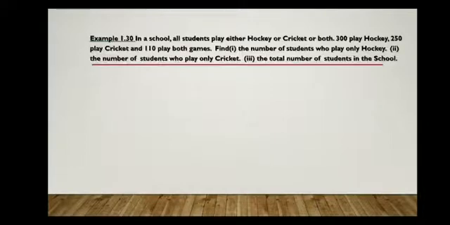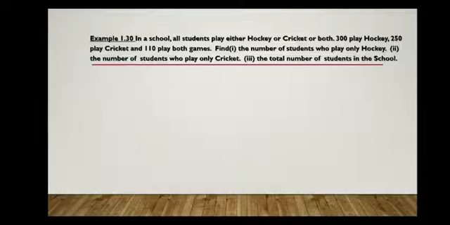Now we will see example 1.30. Read the question carefully. In a school, all students play either hockey or cricket or both. 300 students play hockey, 250 play cricket and 110 students play both games. Find the number of students who play only hockey, the number of students who play only cricket, and the total number of students in the school.